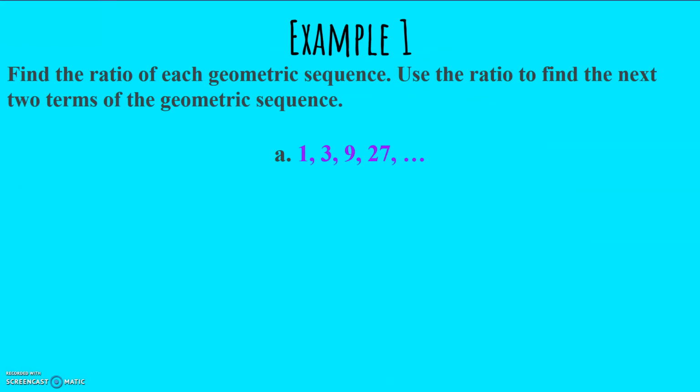For example 1, we're going to find the ratio of each geometric sequence. We'll use the ratio to find the next two terms in the sequence. So starting with part A, we have the numbers 1, 3, 9, and 27, followed by an ellipsis, meaning the sequence continues, but we don't know how yet.